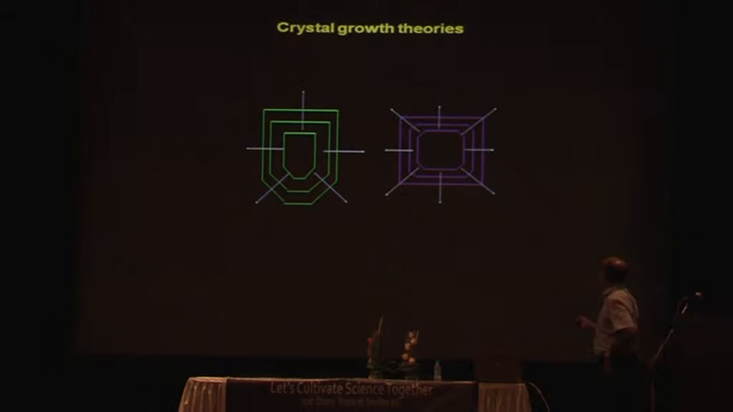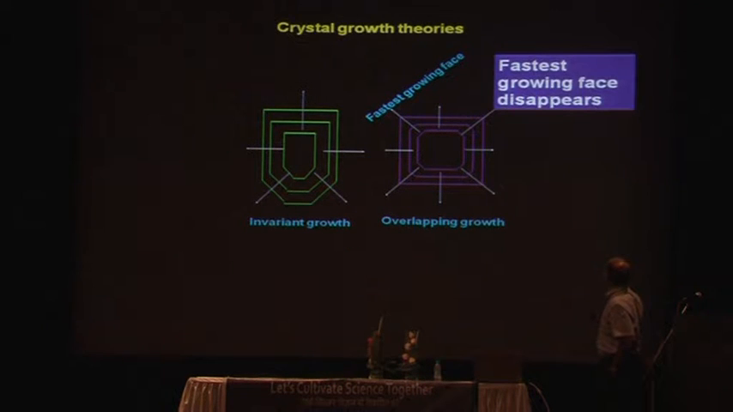Now look at this video. So this is called invariant growth, this is called overlapping growth, and the fastest growing phase disappears. Now look at this video. I hope it works. Yeah. Particularly look at this particular place. You see?